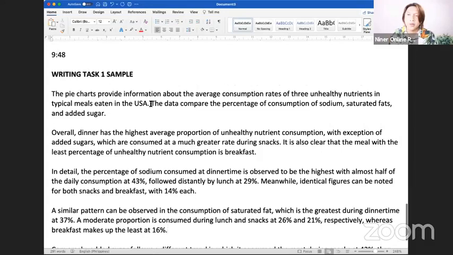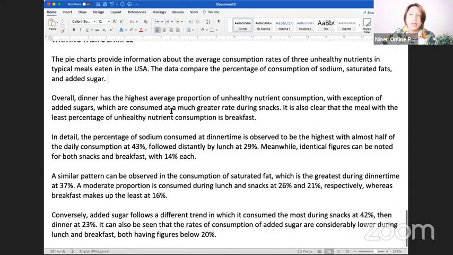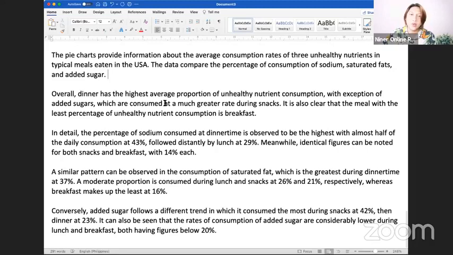The pie charts provide information about the average consumption rates of 3 unhealthy nutrients in typical meals eaten in the USA. The data compare the percentage of consumption of sodium, saturated fats, and added sugar. Overall, dinner has the highest average proportion of unhealthy nutrient consumption with the exception of added sugar, which is consumed at a much greater rate during snacks. It is also clear that the meal with the least percentage of unhealthy nutrient consumption is breakfast.